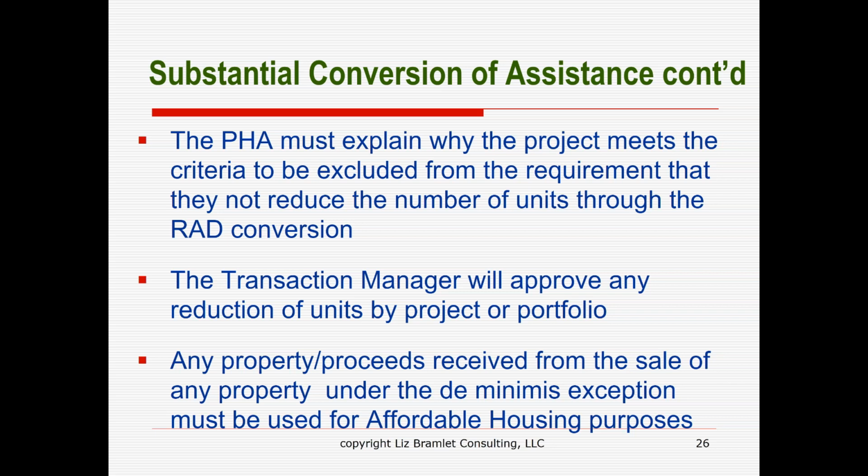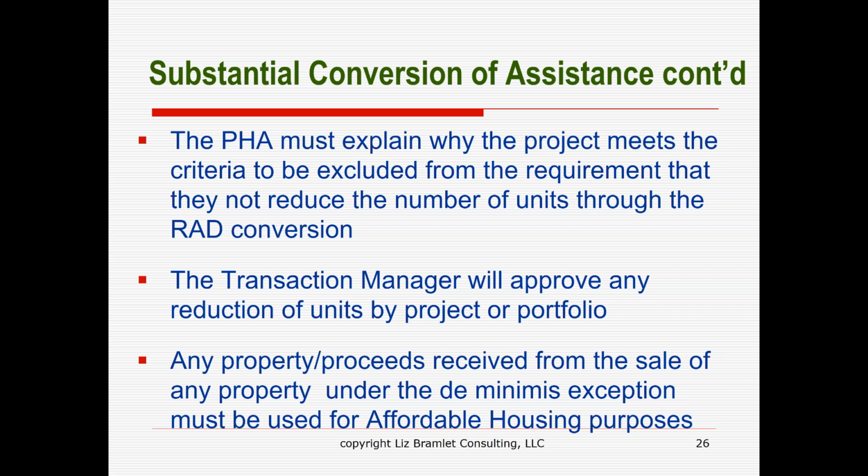Now, any property or proceeds received from the sale of any property under the de minimis exception, as it's referred to, must be used for affordable housing purposes. And this is a point they stressed on several occasions throughout the revised notice, that if, as part of the conversion process, the PHA receives money back in excess of what they're selling or what they're giving up, they can take it, but it can't be just used for anything they want. They have to put it in a HUD approved account, and they have to commit to using it for affordable housing purposes.